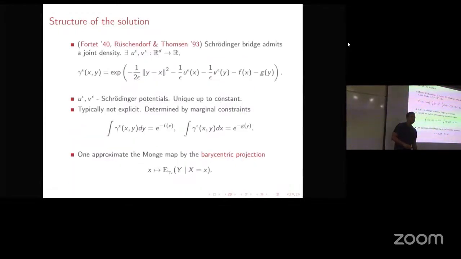Now, what do we know about the solution of this problem? This is not a Brenier map. This is a solution which is a joint density, but it is a very particular solution. The solution looks like this. There are a number of works from Föllmer, Rüschendorf, and Thomsen, etc. And also, I should mention Zambrini's work. The Schrödinger bridge has a very particular solution. The joint density must look like the following type.